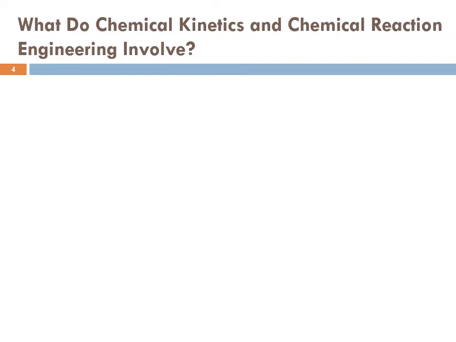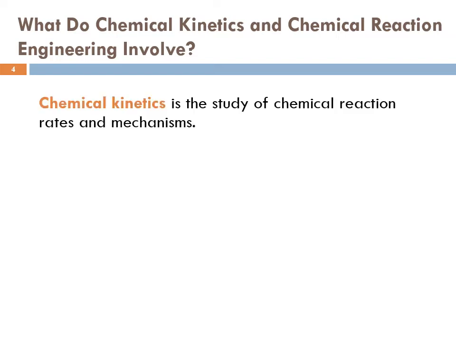The second question, which is related to this course, is what do chemical kinetics and chemical reaction engineering involve? Well, chemical kinetics is a subject that you have studied in chemistry and also in applied physical chemistry. It is the study of chemical reaction rates and mechanisms. I'm sure that you have dealt with mechanisms a lot in organic chemistry, and regarding chemical reaction rates, you've studied them in chemistry, applied physical chemistry, and so on.